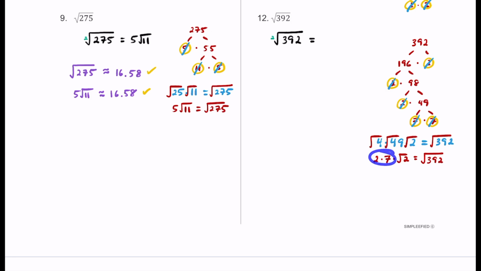And then 2 times 7 here is 14, so we can say that 14 times the square root of 2, or 14 root 2, equals the square root of 392. So we're going to say that this is 14 root 2.